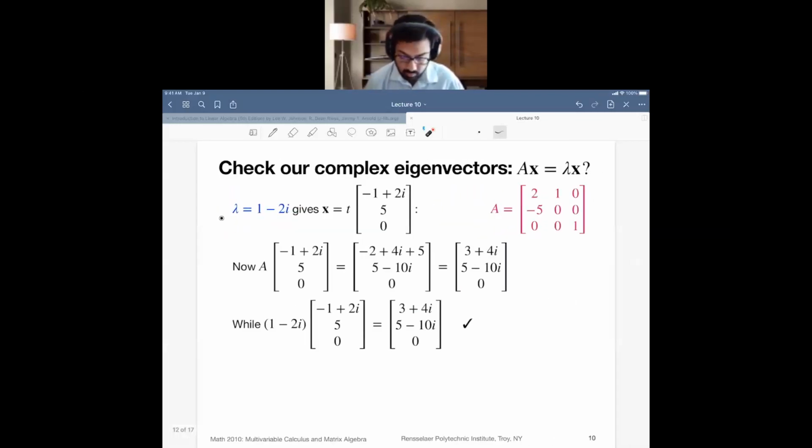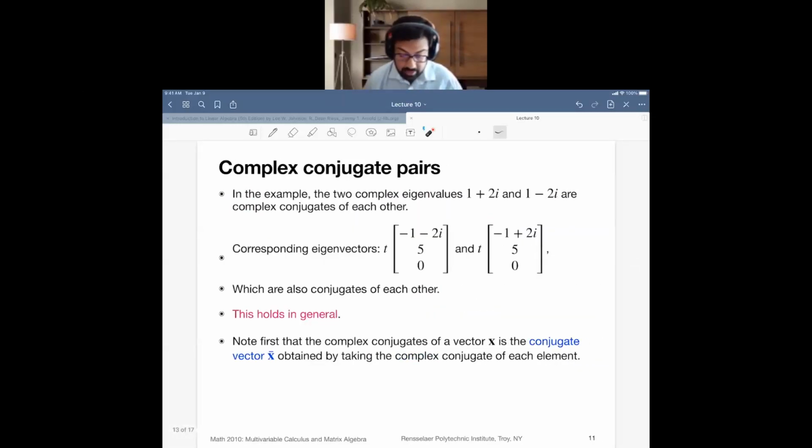All right, let's move on to the next slide. So this is essentially capturing that particular observation, complex conjugate pairs. In the example, the two complex eigenvalues were 1 plus 2i and 1 minus 2i. In fact, in our 2 by 2 example that we saw earlier, what did we have? The eigenvalues were plus or minus i. Again, complex conjugates. Those complex conjugate eigenvalues corresponded to these eigenvectors.